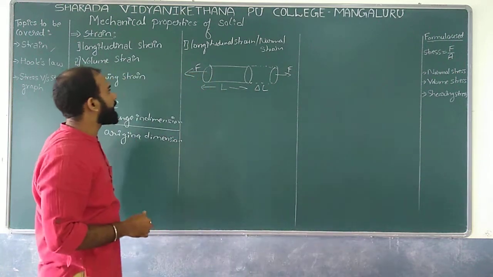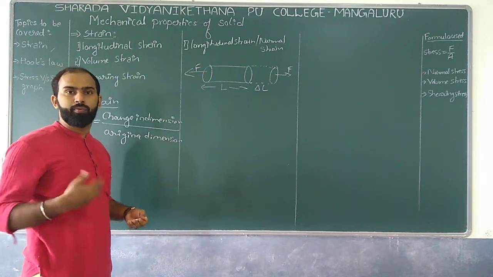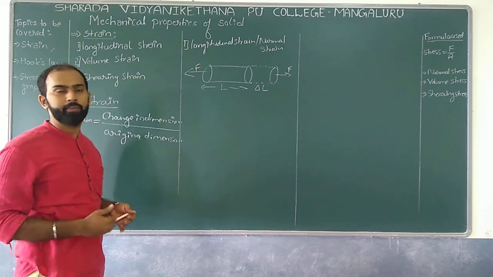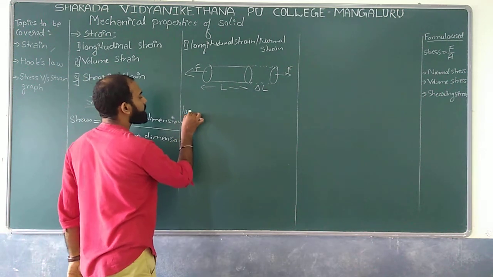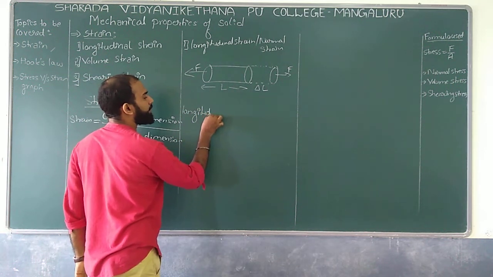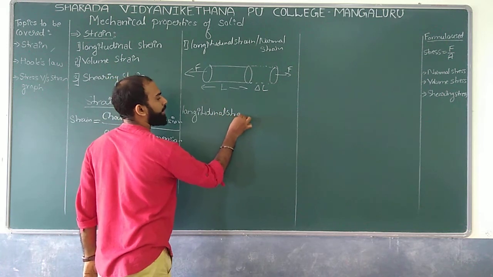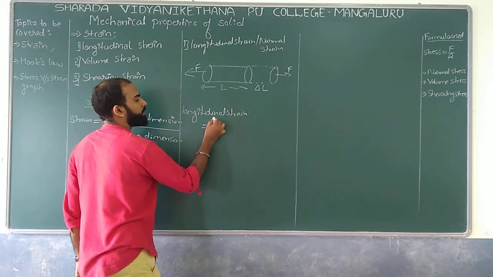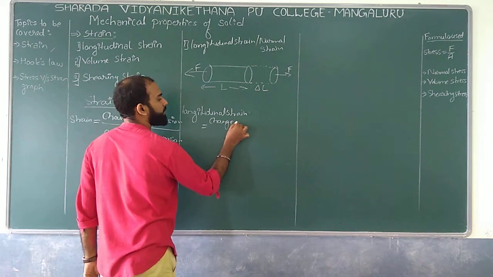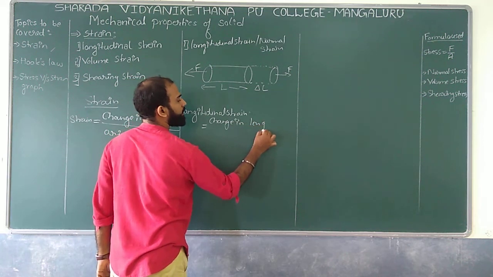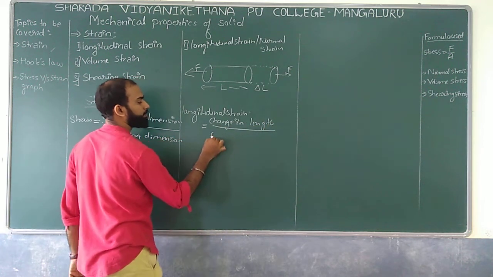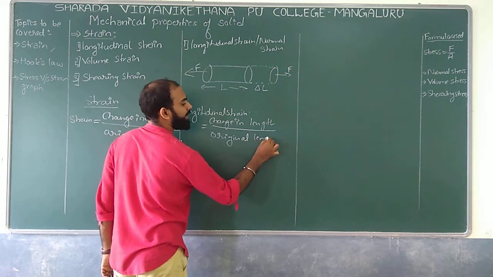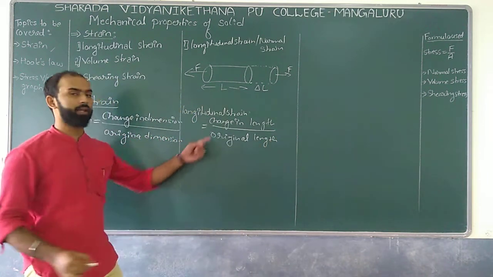So how do we get a formula for longitudinal strain or normal strain? It is very simple. Longitudinal strain is equal to the change in length divided by the original length. What is the change in length I can have over here? What is the change in length I can have?